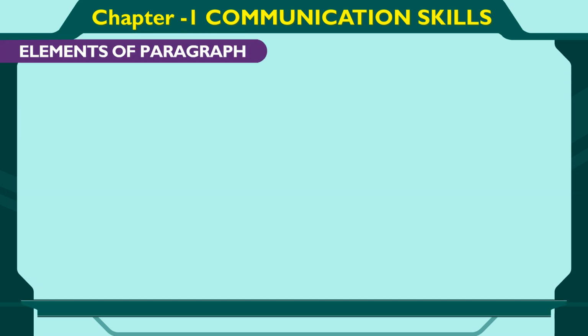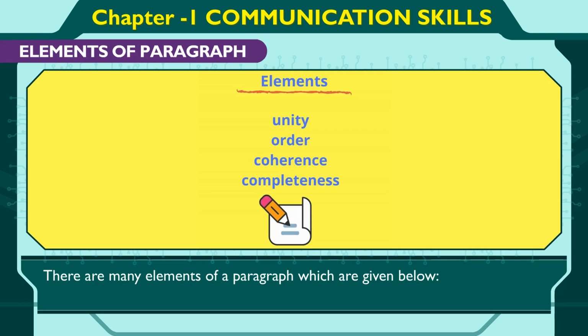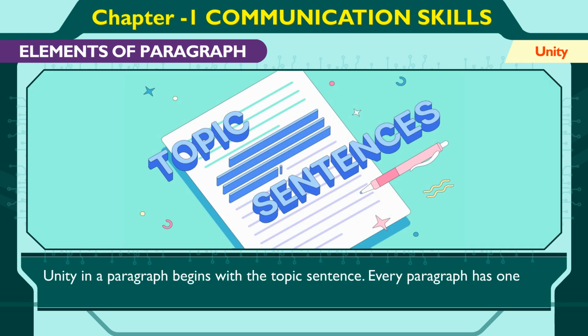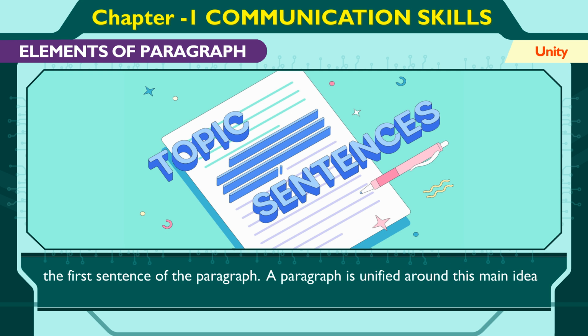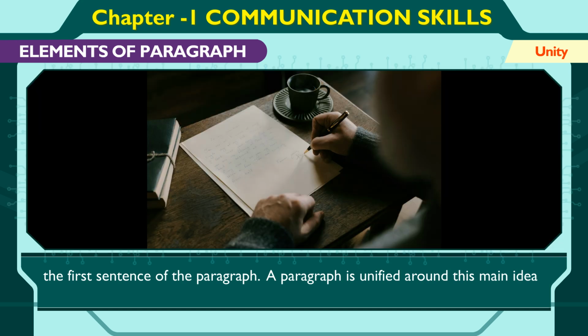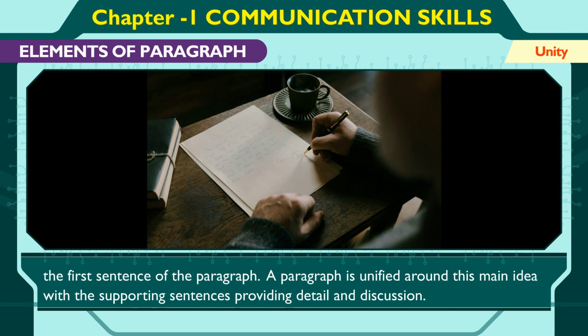Elements of paragraph. There are many elements of a paragraph which are given below. Unity. Unity in a paragraph begins with the topic sentence. Every paragraph has one single controlling idea that is expressed in its topic sentence, which is typically the first sentence of the paragraph. A paragraph is unified around this main idea, with the supporting sentences providing detail and discussion.